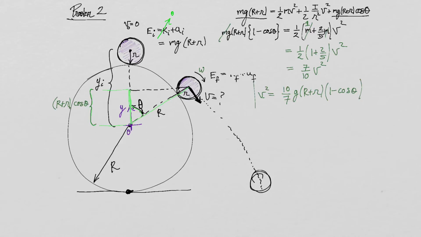Alright, so there's the first piece. We've now got a relationship for v squared. The second piece I wanted you to do was to give me an equation that describes the normal force as a function of theta. And for that, I'm going to use Newton's law. So let me draw on here the forces acting on this sphere. There are only two of them.